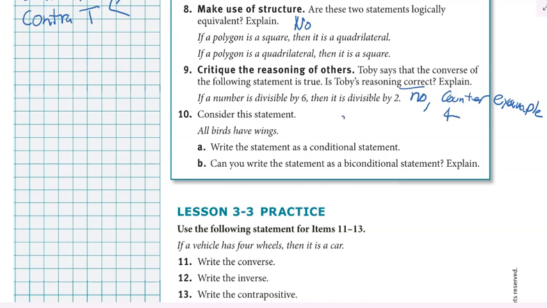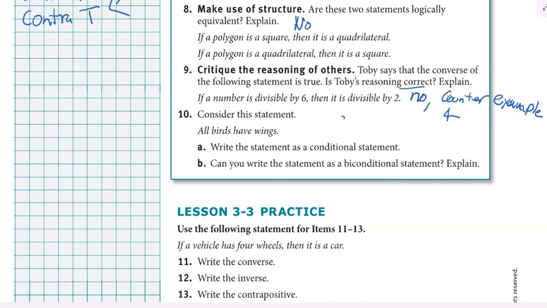Well, the original statement, all birds have wings, is true. If an animal is a bird, it does have wings. There might be a specific exception, but for the most part it's true. For it to be a biconditional statement, the original statement and the converse both have to be true. The converse would be: if an animal has wings, then it is a bird.